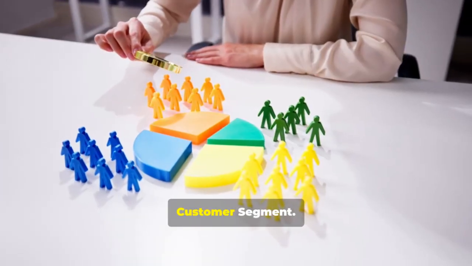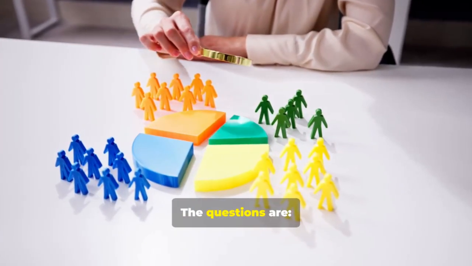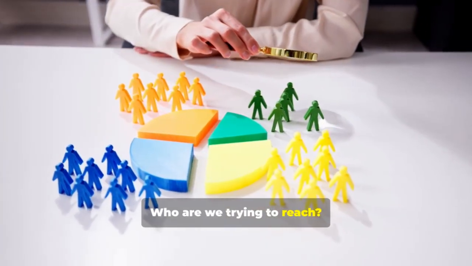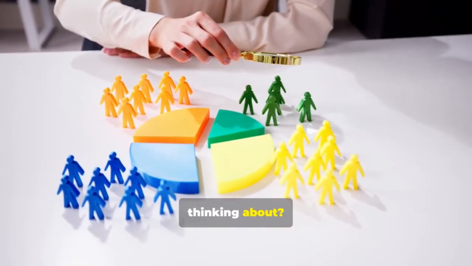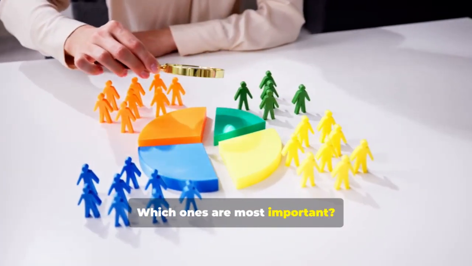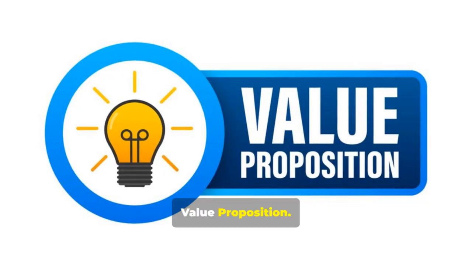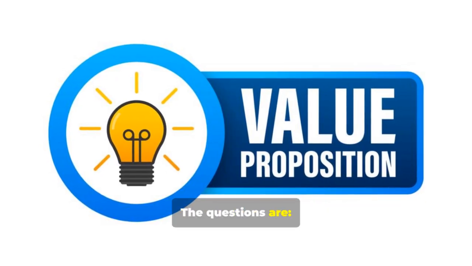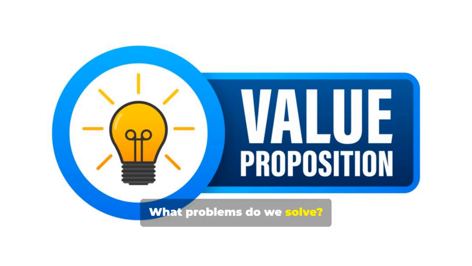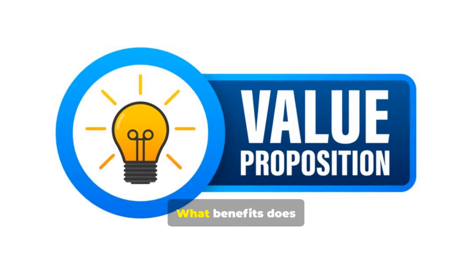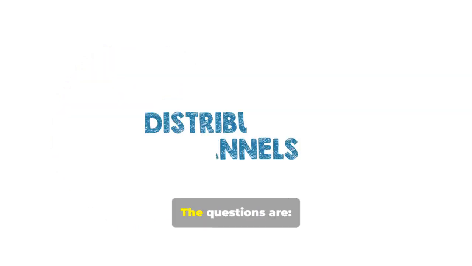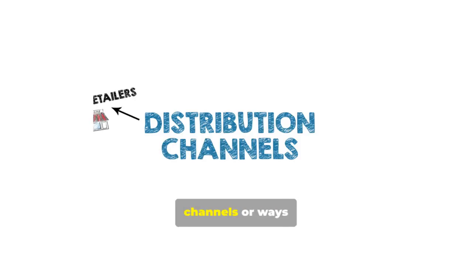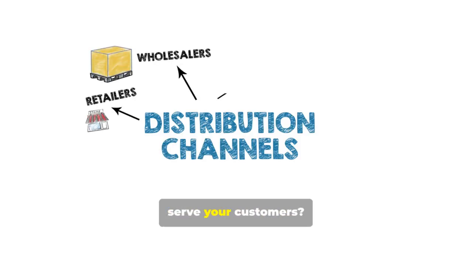1. Customer segment. The questions are: who are we trying to reach? Which groups are we thinking about? Which ones are most important? 2. Value proposition. The questions are: what problems do we solve? What need do we meet? What benefits does it bring? 3. Channels. The questions are: through what channels or ways will you contact and serve your customers?